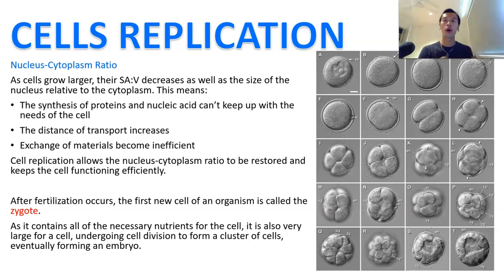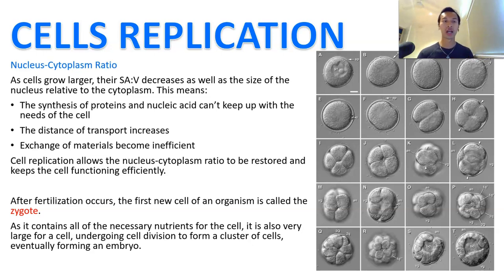So that means there's a few problems that the cell begins to encounter. The first is that the synthesis of proteins and nucleic acid doesn't keep up with the demands of the cell. So it demands more protein and things to grow, but it can't produce as many because of the difference in the ratio between the nucleus and the cytoplasm, right? It also means that as it grows bigger, the distance for transport, the movement of nutrients in and around the cell, increases. Just like how when a city gets bigger, it becomes harder to move resources around the city. When a cell gets bigger, it becomes hard to transport nutrients and other materials needed for the cell without taking up more time. And so that exchange of material becomes inefficient, right?